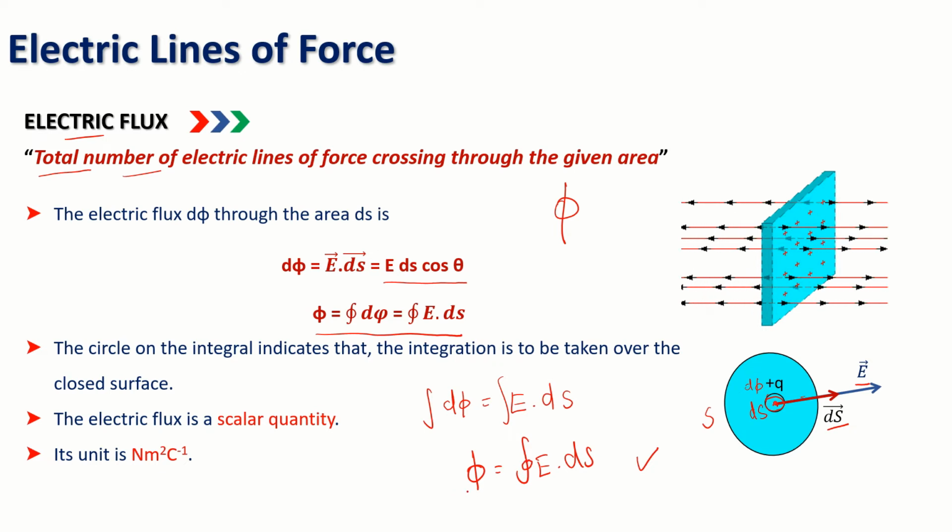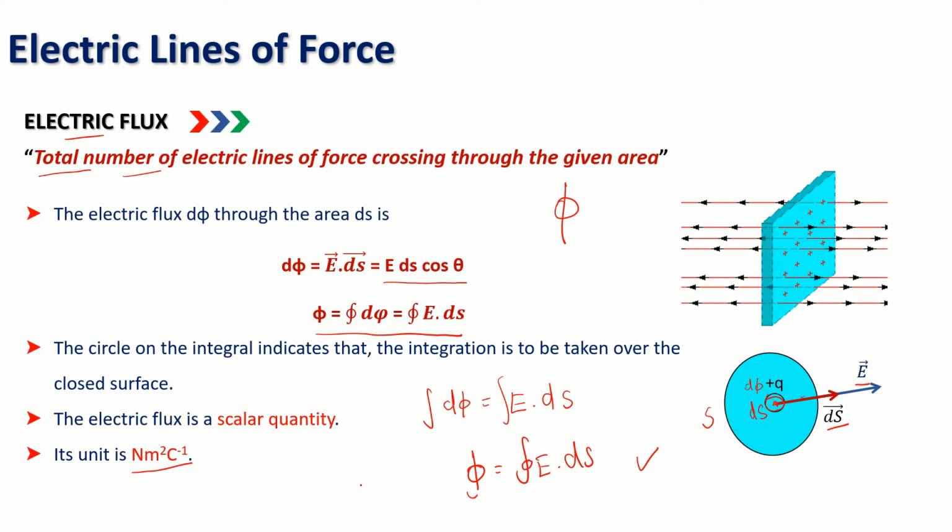And one more point, electric flux is a scalar quantity. And what is the unit for this? That is Newton meter square per coulomb. How can we derive that unit from this E into dS? Field into area. We multiply them and what you will get is Newton meter square per coulomb.